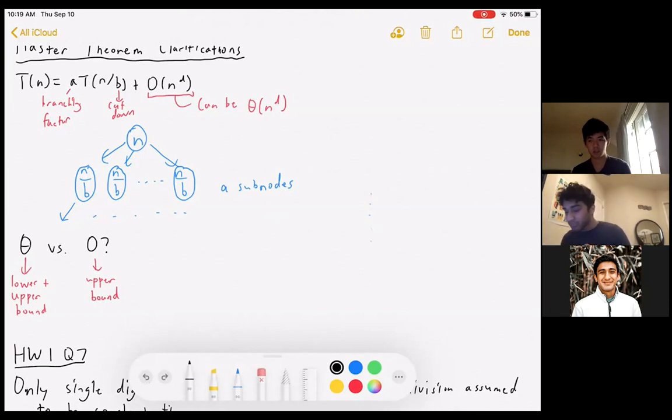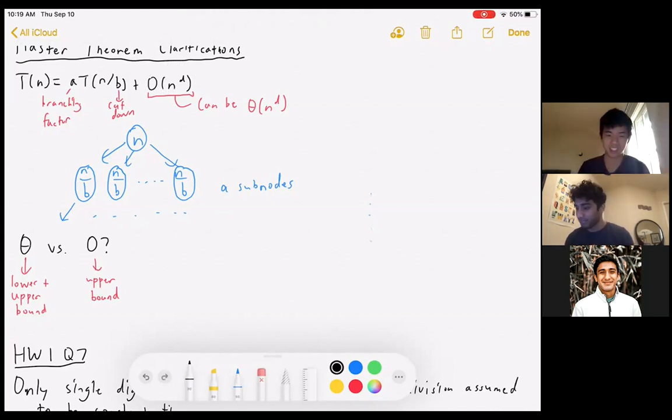Because of that, what we end up doing is summing up all of these O terms or all of these theta terms. That means the overall runtime is also just O or also theta, because we're either keeping that upper bound or keeping that upper and lower bound. So in summary, when you have this term as an O, your overall runtime will also just be O, because we only have the upper bound. But if it's theta, then you still have the upper and lower bound for your final runtime.